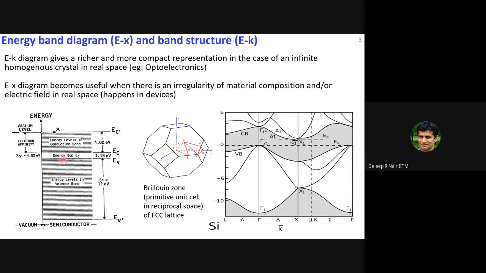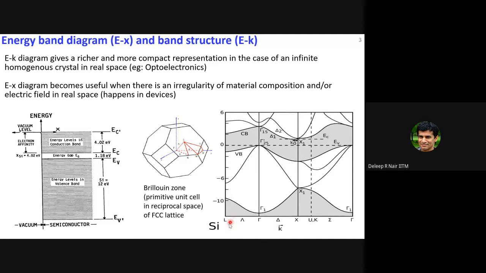Okay, so this is what you get if you try to plot the E-x diagram in any direction of a three-dimensional material. It looks similar. However, the E-k diagram gives more detail. So from here you can see this energy versus k.